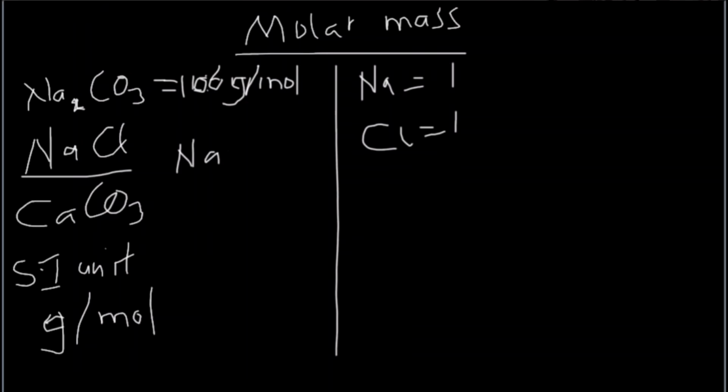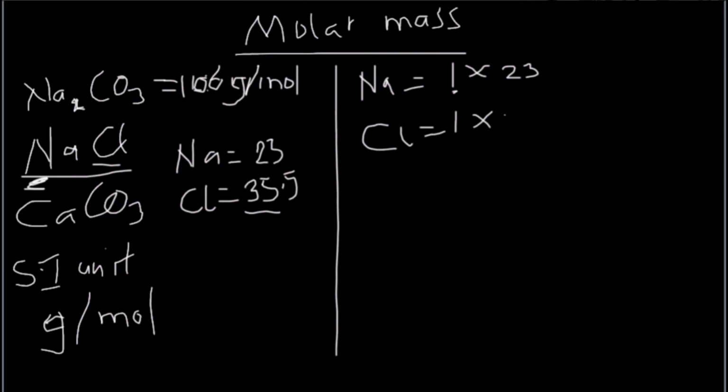So we know that sodium is equal to 23. Chlorine is equal to 35.5. They will give the relative atomic masses of the elements for you. So sodium is 23, and in sodium chloride we have only one sodium. That's why we've written this one. So 1 times 23. For the chlorine, we have 35.5 and we have only one chlorine in sodium chloride.